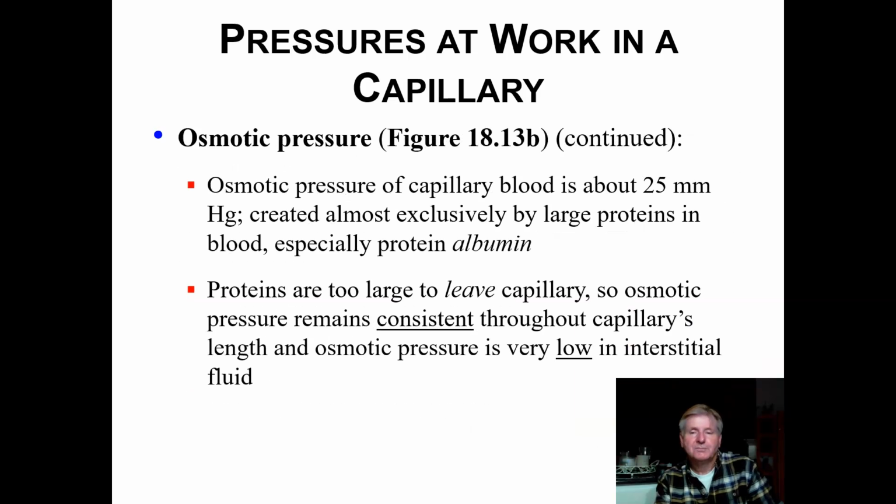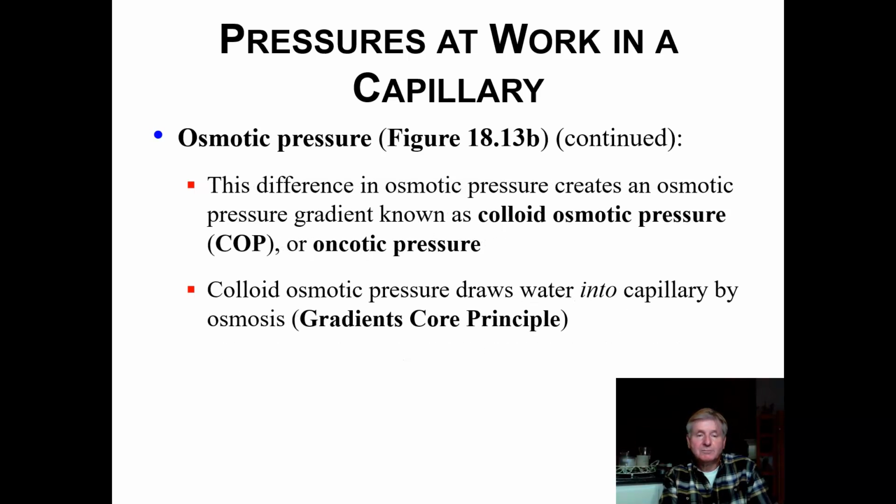So the osmotic pressure of your capillary bed is about 25 millimeters of mercury, and it's almost exclusively created by large proteins like albumin that's made in the liver. Remember, proteins are too large to leave the capillary, so your osmotic pressure remains relatively constant throughout the capillary's length, and therefore your osmotic pressure is low in your interstitial fluid. So that difference in osmotic pressure will create an osmotic pressure gradient. That's called the colloid osmotic pressure, or oncotic pressure. So colloid osmotic pressure always draws water into the capillary by osmosis.